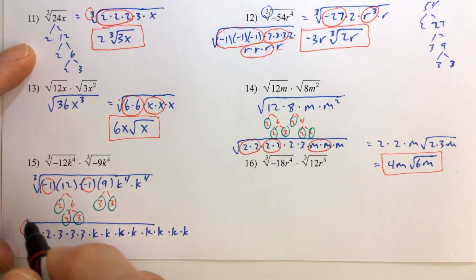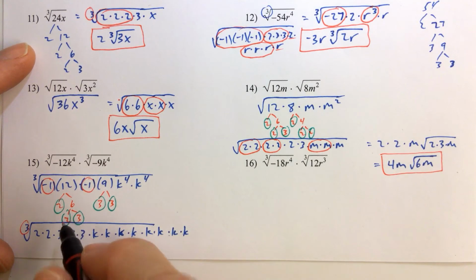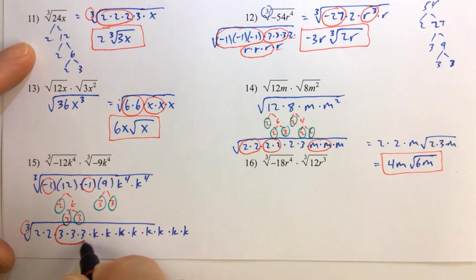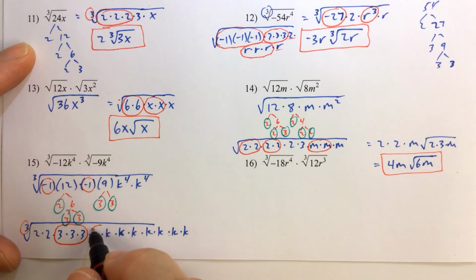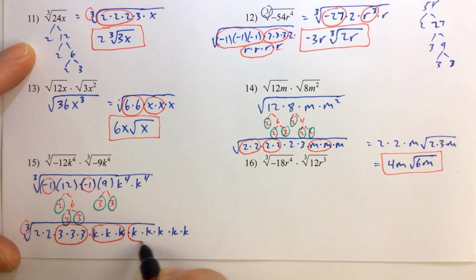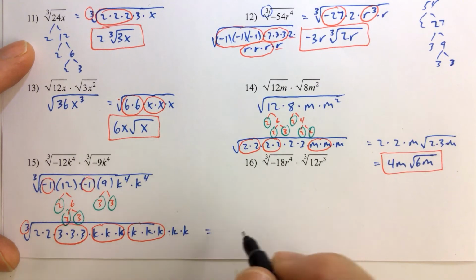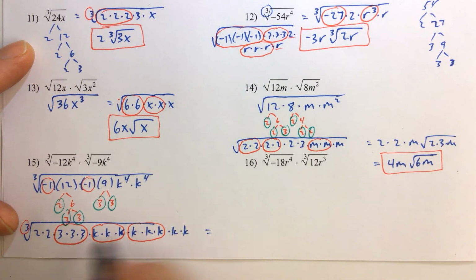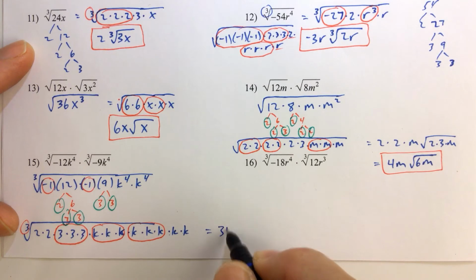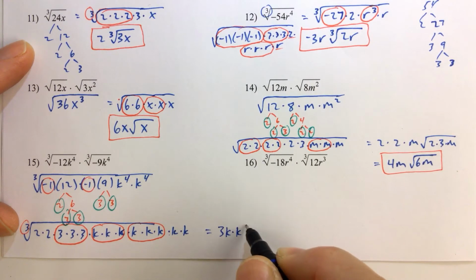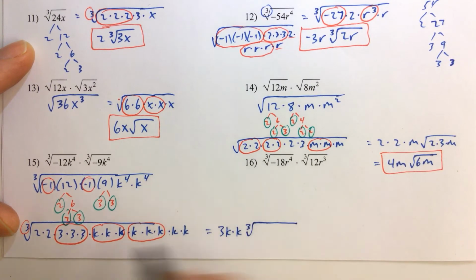So we're looking for groups of 3 now, and if we want a group of 3, we have a group of 3 there. We have another group of 3, another group of 3, and no more groups of 3. So we're going to write that as we pull a 3 out, we pull a k out, and we pull another k out. And we're left with the cube root of whatever is left over.